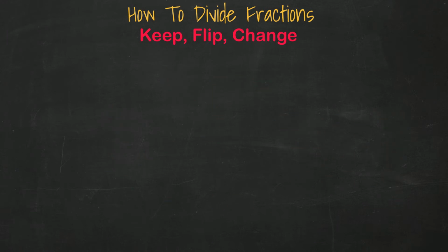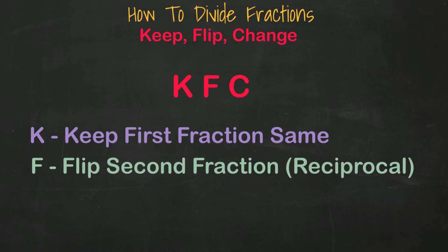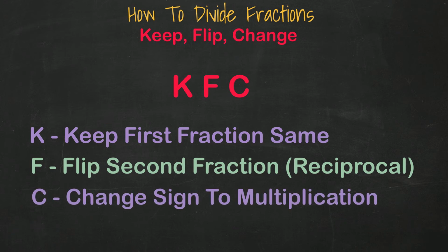When thinking about dividing fractions, I want you to remember 3 letters. K, F, C. We aren't talking about chicken here, but it's an easy way to remember the steps for dividing fractions. K stands for keep. You keep the first fraction written the same. F stands for flip. You flip the numerator and denominator of your second fraction, which is the same thing as its reciprocal. C, change the sign from dividing to multiplying.